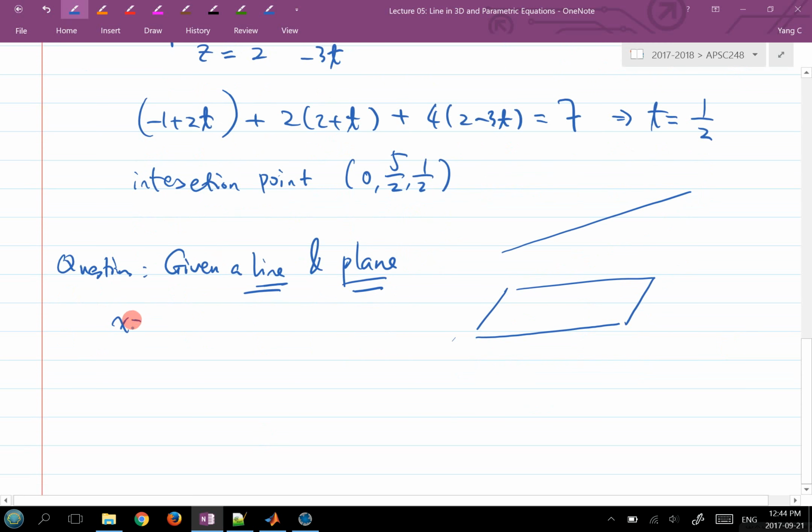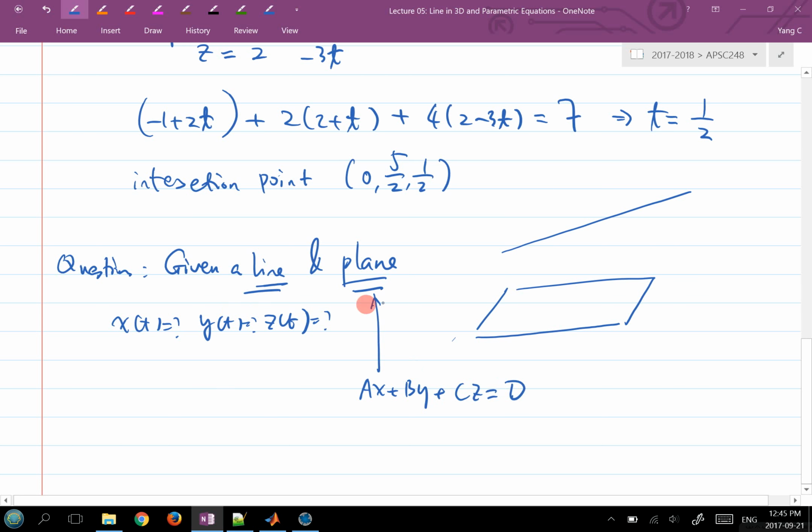So x is some sort of a function of t, and y is some sort of function of t, for example. This is probably the line equation you'll be given, and the plane equation. Let's say you're given ax plus by plus cz equal to d. That would be a plane equation. This is basically what's given here. How can we make a quick decision to get the relative relationship?